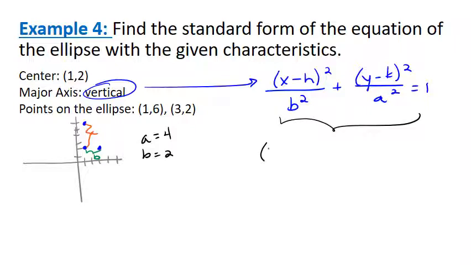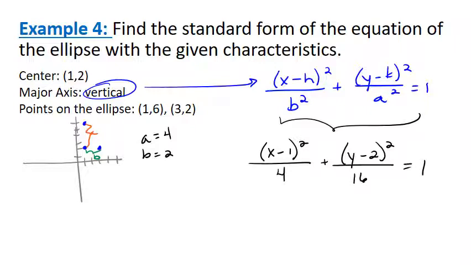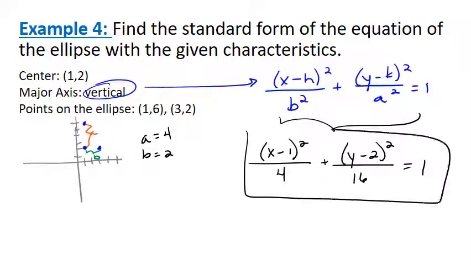So our equation is x minus h, which is 1, that quantity is squared, over 2 squared, which is 4, plus y minus 2, that quantity squared, over 4 squared, which is 16, and this is equal to 1. So that is the equation of our ellipse.